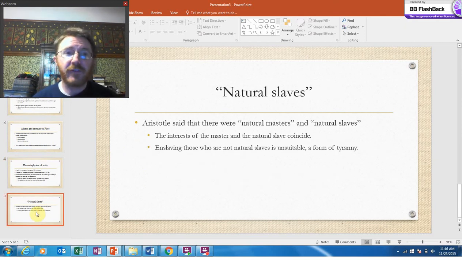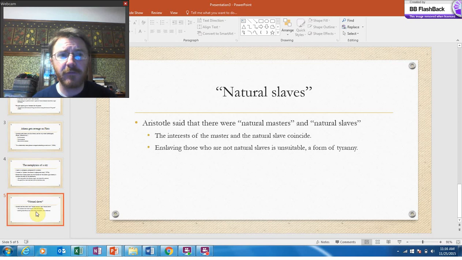is the notion of natural slaves. This is, ancient philosophers are often rightly criticized for the way that they handle discussions of women and the worth and the value and the intelligence of women, and often how they handle slaves.